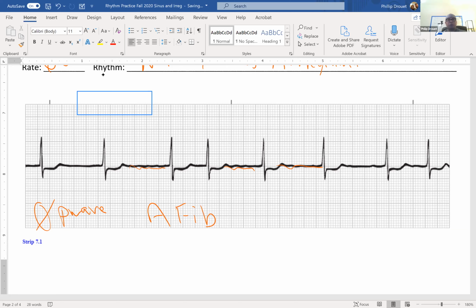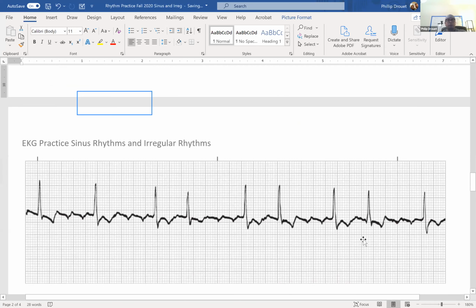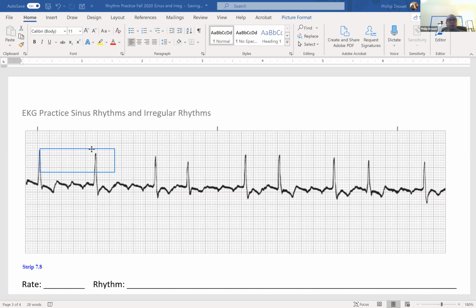And because it's an irregular rhythm, we'll take our rate to be 1, 2, 3, 4, 5, 6. My camera is in the way. 6. And we're gonna go 60 beats per minute. All right. Our next irregular rhythm here, easily identifiable as well. We are not lining up whatsoever.